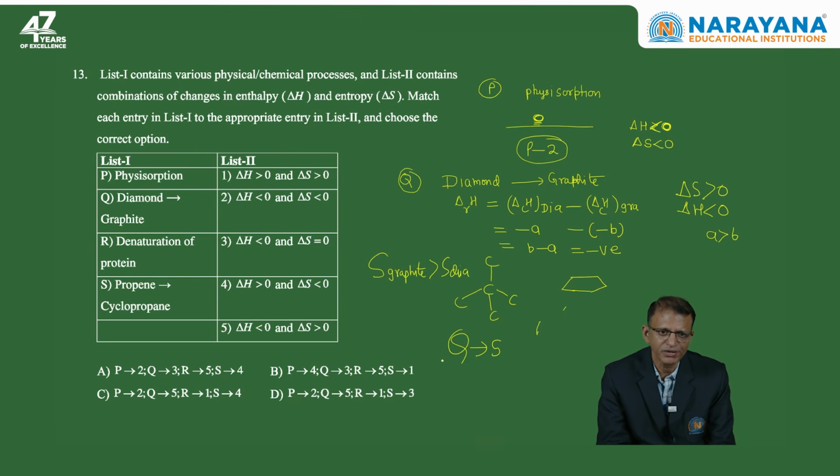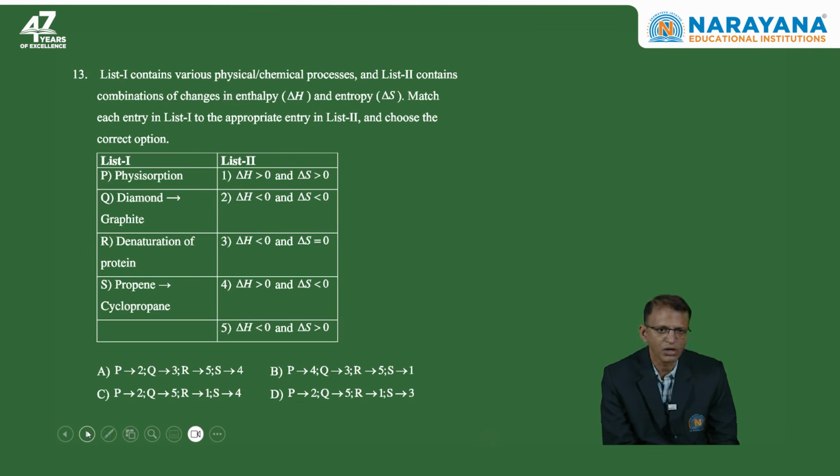So P should be matched with 2, and then Q should be matched with 5. So for C option as well as D option, till here we are not able to get the answer, right? So let us discuss the two other parts. Till now, C and D, any option can come. So let us discuss the other two options.